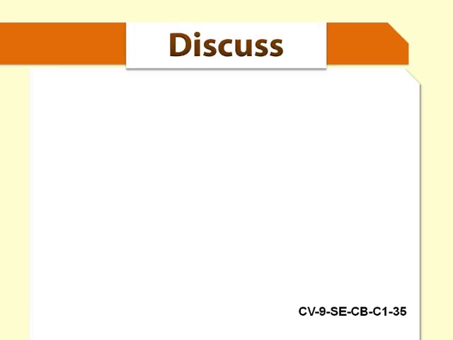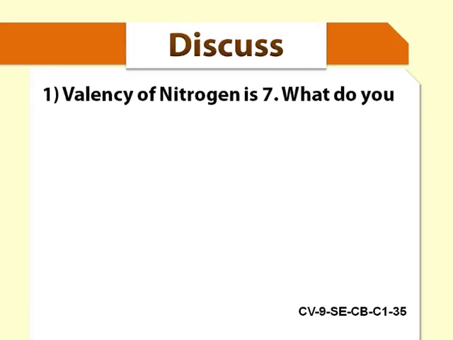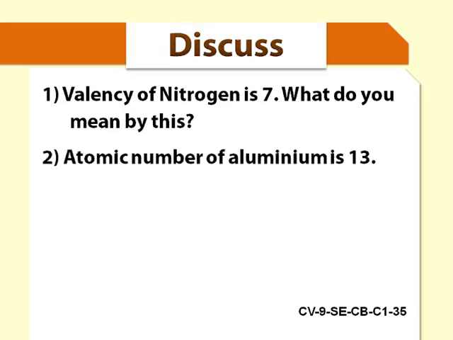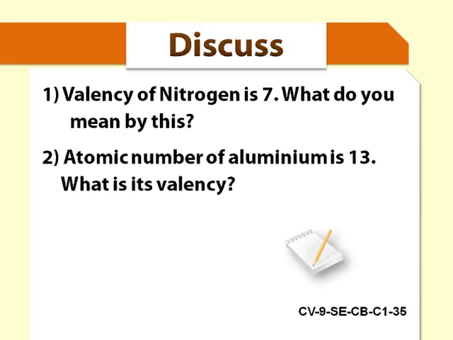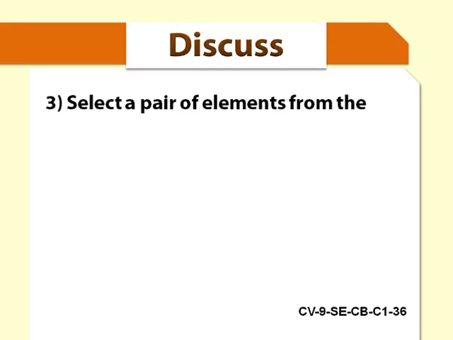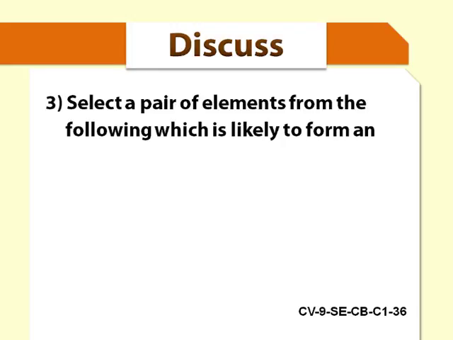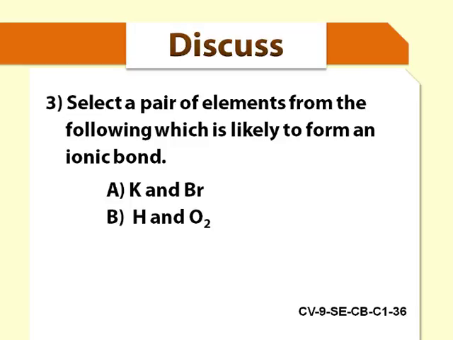Discuss with your friends and answer these questions. 1. Valency of nitrogen is 3. What do you mean by this? 2. Atomic number of aluminium is 13. What is its valency? Children, copy this down in your book. 3. Select a pair of elements from the following which are likely to form an ionic bond. Option A, potassium and bromine. Option B, hydrogen and oxygen. Option C, potassium and argon. Option D, helium and carbon. Children, copy this in your notebook.